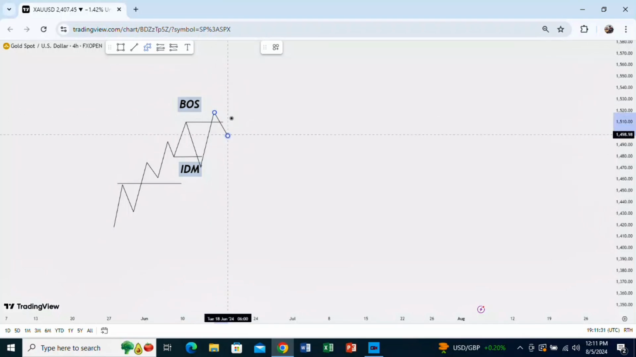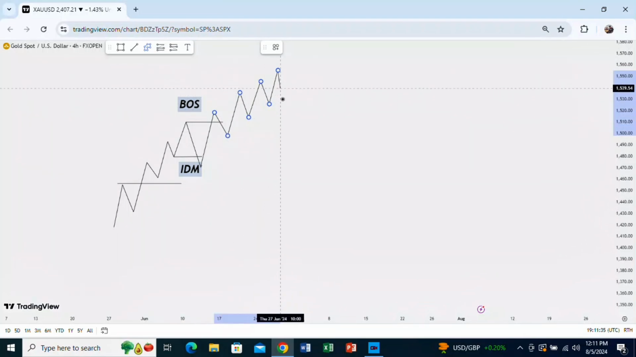Now again, let me show you some more examples. This is not breakout structure. Now again, this is a breakout structure. Why? Because it is formed after an IDM.